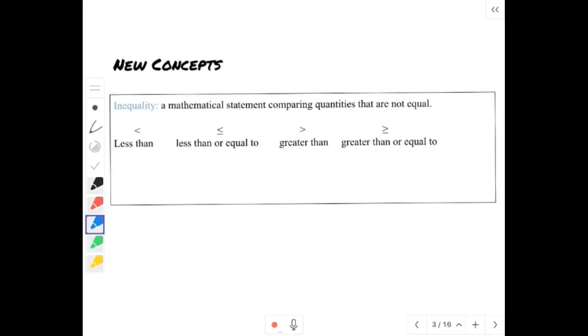So moving into new concepts, but probably not really. We're looking at inequalities today, like I said. A mathematical statement comparing quantities that are not equal. Remember that an equation is comparing things that are equal. So we're going to be looking at inequality problems. Then we'll have less than or equal to, which has that line underneath it. We have greater than, and then greater than or equal to, again with the line underneath. Make sure you get those things in your notes.